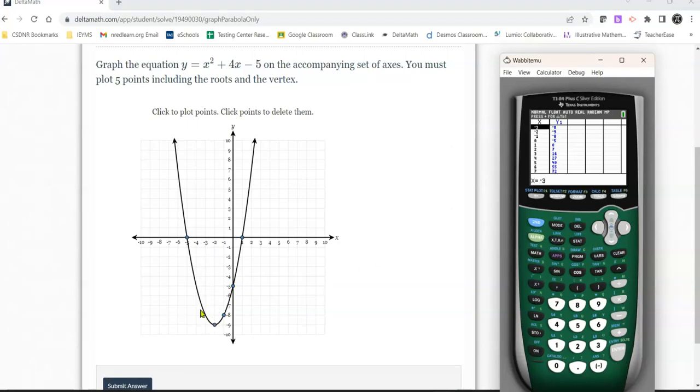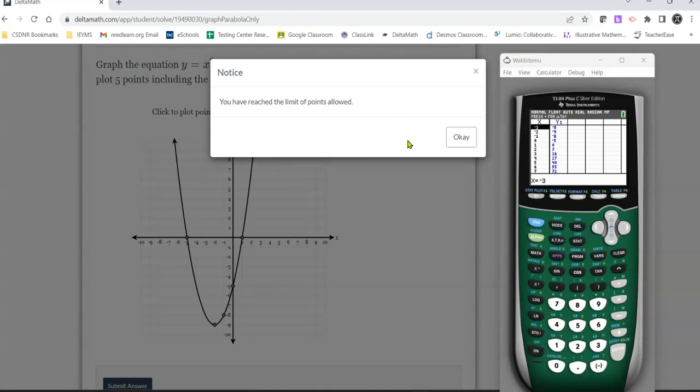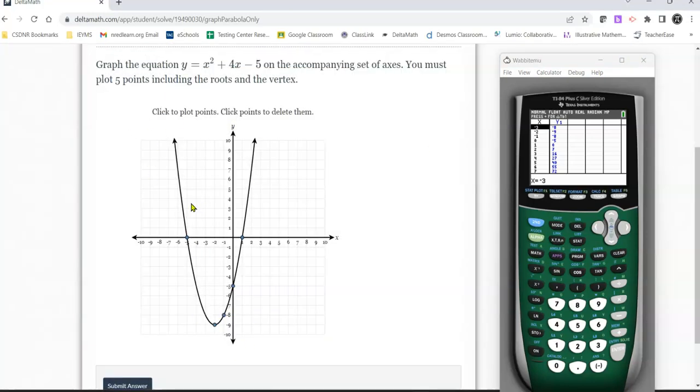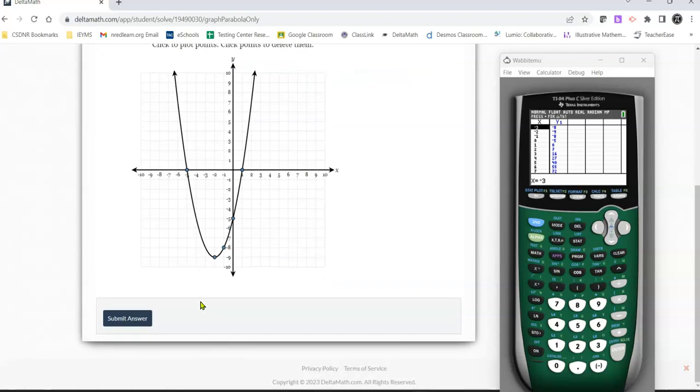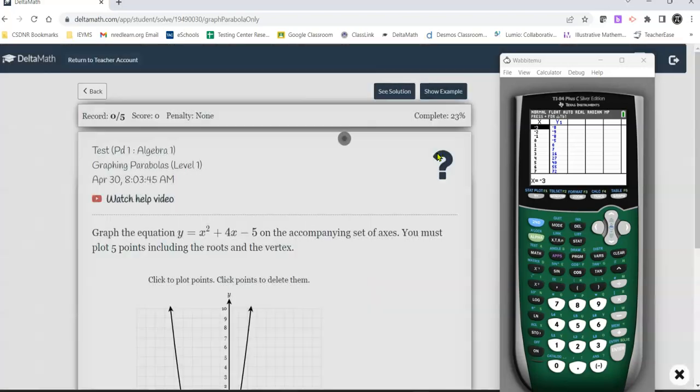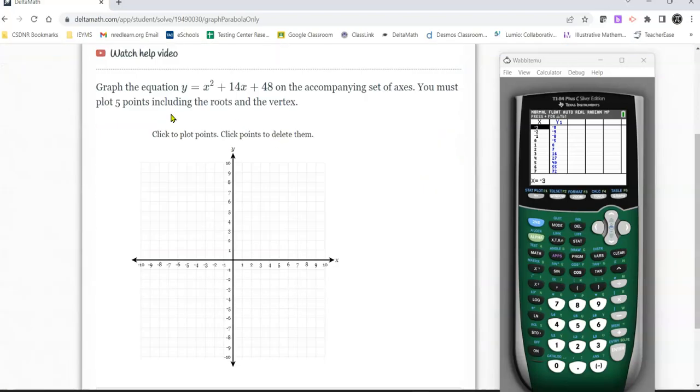-3, -8. But it looks like as soon as you draw 5 points, it's going to plot it for you. And that's because I included the vertex, which I graphed here, and 2 roots. So now I can submit my answer. All right, let's take a look at another one here.